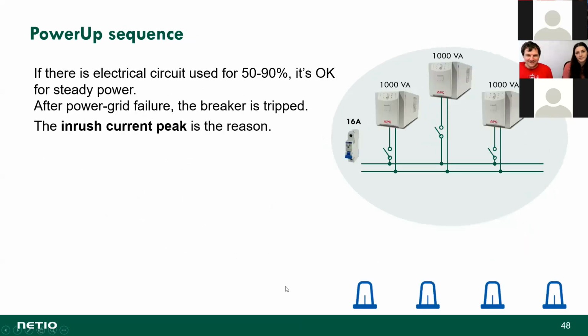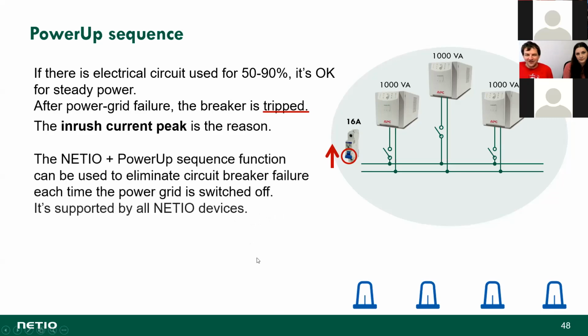This is a power up sequence. Yeah, this is my favorite case. If you take 3 UPSs of 1000 volt-amperes and you switch all of them at one time, definitely you will have to go there again because your breaker will go down. So what we are doing is we are switching the UPSs one by one, and this is what saves the breaker from being tripped. So in the end of the day, NETIO is doing the power up sequence.